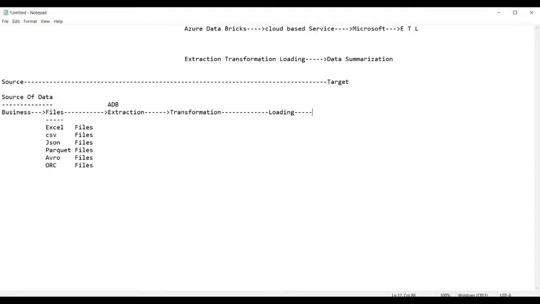And once the transformation is done on this data, ultimately the process of loading will take place. And loading means the final data, whatever you have, will be transferred to the destination. That is called as the target, or we can say destination. The data will be transferred to the destination.